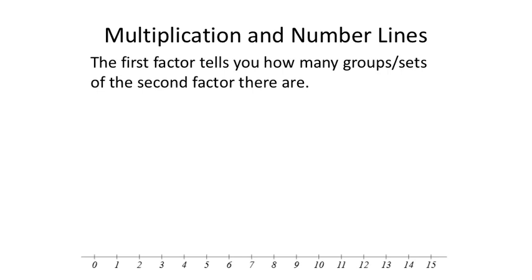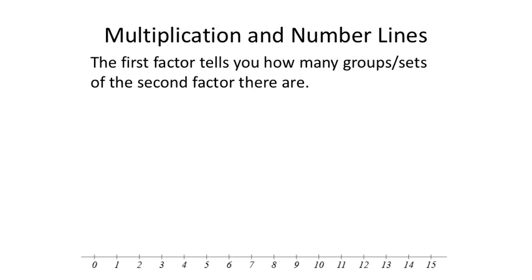So the first factor will tell you, and it has to be this way on the assignment, I've checked. When I tried it the other way, it marked the problem wrong. So the first factor tells you how many groups or sets of the second factor there are. The second factor will be how long the skips are. The first one tells us how many skips there are, if you use the wording that's on the assignment.